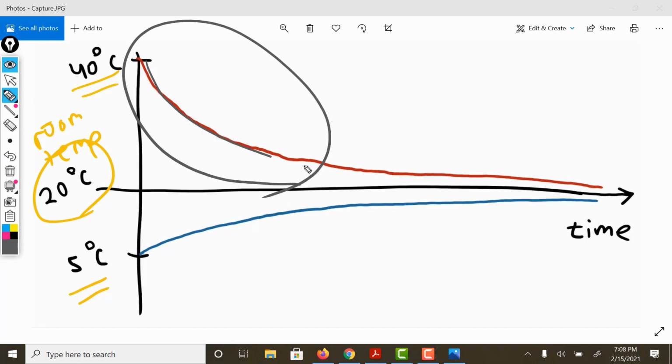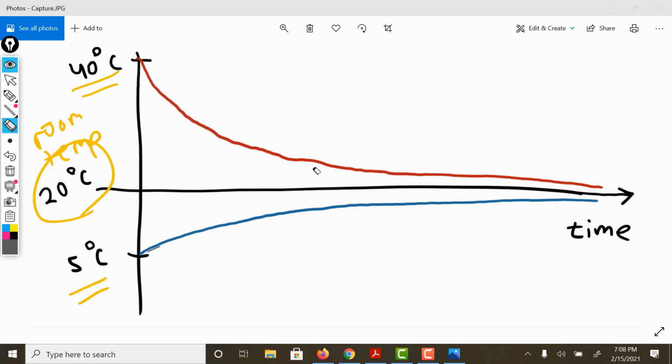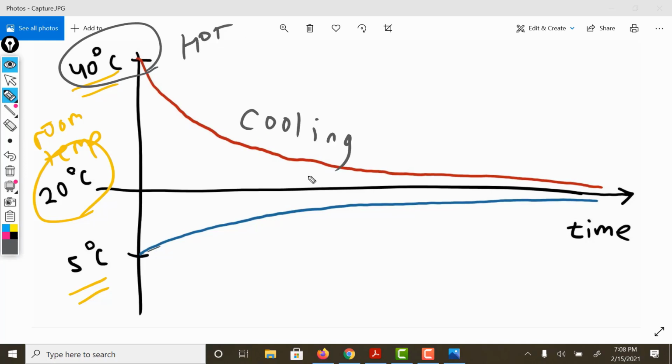You'll notice how it's just going to drop a lot faster, versus the one that's coming to room temperature, which is going gradually. So just to give you an idea of what this means, we have the red and the blue. This is the hot cup, and this is cooling. And this is the cold cup, and it is warming. And they're both trying to get to the same room temperature.